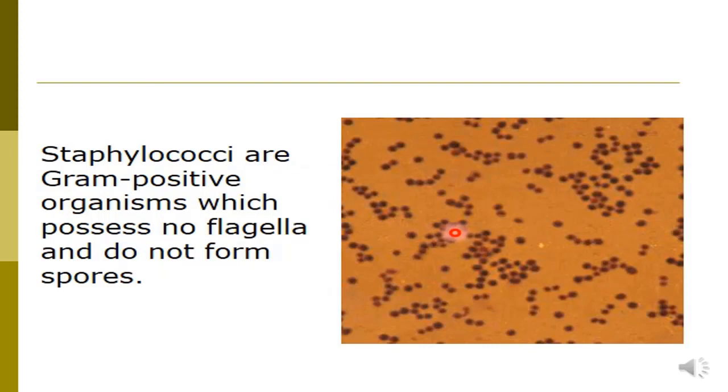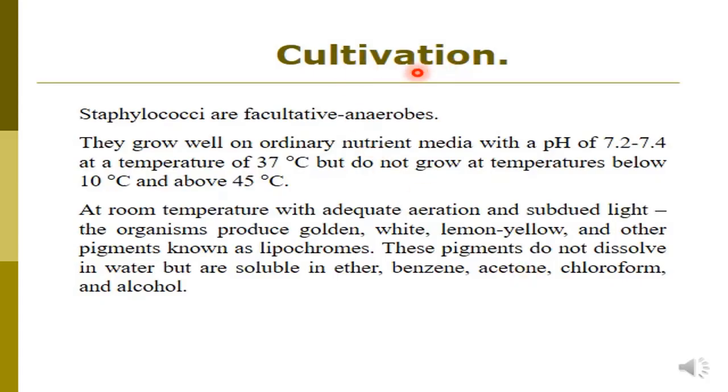This slide represents the Staphylococci after staining the slide with gram stain. They appear as gram-positive cocci arranged in single cells, diplococci, or grape-like clusters, as you see typically in this slide. It is non-spore forming and not flagellated. Regarding the cultural characteristics, the cultivation of Staphylococcus aureus, Staphylococci are facultative anaerobes. What does it mean? It means they can grow in the presence or absence of oxygen.